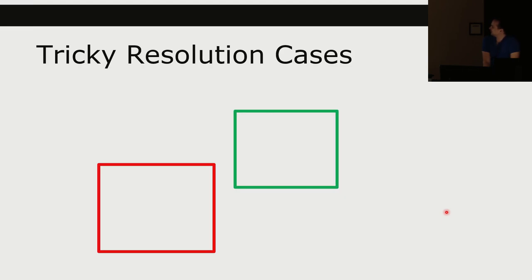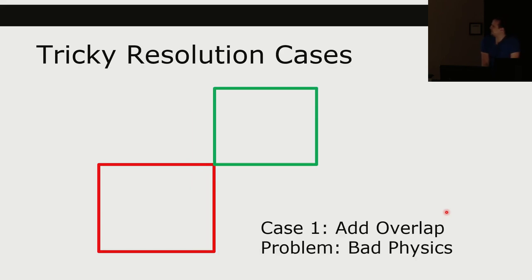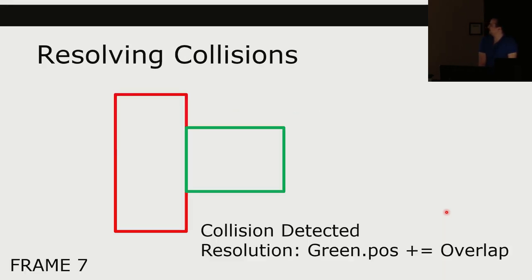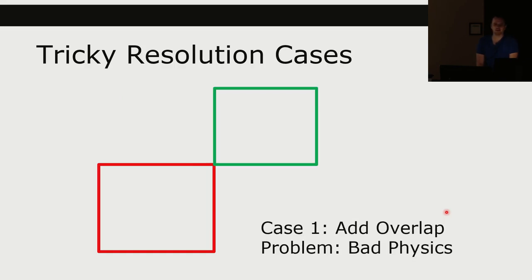What if we had something like this? What do we do now? In this case, where we're overlapping at the corner. Well, maybe if I just added the overlap, then I would get this. Moving to the left, and then I'd see that. And that looks very computery, right? Like that doesn't look like something that would happen in real life. That looks like bad physics.